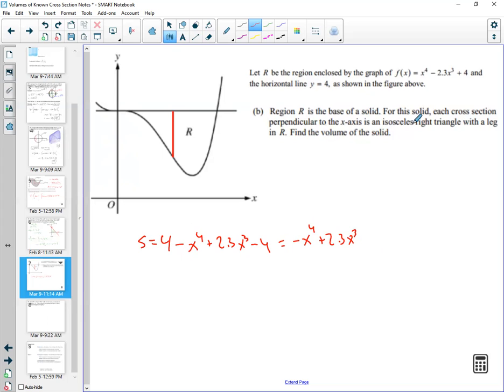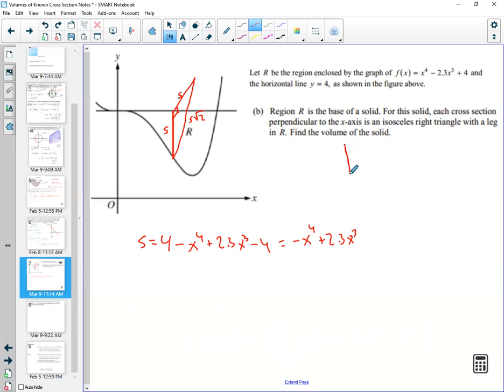Because no longer is it squares. Each cross section perpendicular to the x-axis is an isosceles right triangle with a leg in R. That means the things sticking out here now look like triangles sticking out. And each one is isosceles where this is S and this is S, and this long side is S root 2. I don't know if it matters, but it is.